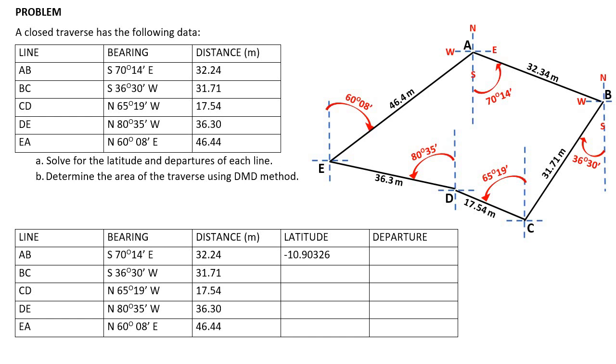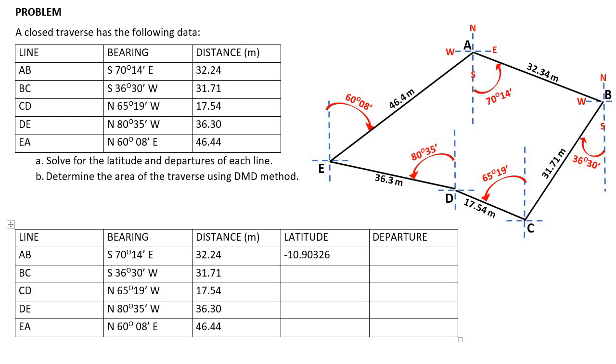So, if you can recall, kapag sa northeast, first quadrant yun, that's plus plus. So, latitude and departure niya is plus. Sa northwest naman, it's plus minus. The latitude is plus, the departure is minus, while sa southeast, the latitude is minus, the departure is plus, and then sa southwest, the latitude and departure are minus. Okay, so proceed na tayo.